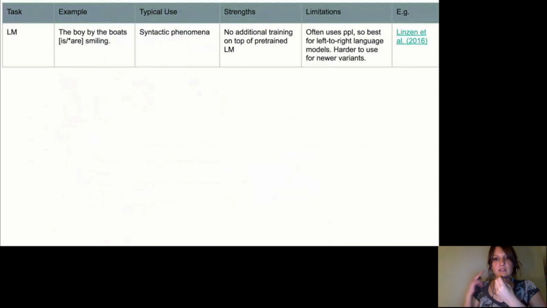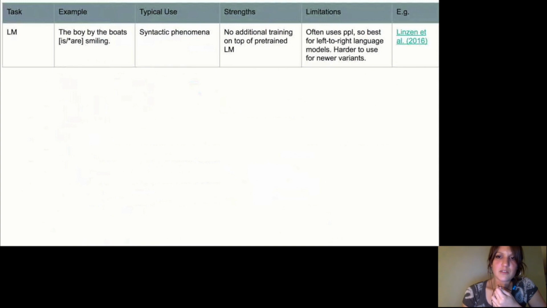So the main strength of this is there's no additional training required. Often our pre-training task is language modeling itself, so we're just using a language model. And so there's no fine-tuning required at all, which is great. The main limitation is they're usually based on perplexity or some kind of probability estimates, and so it does have some restrictions over the kinds of models that we can probe this way.